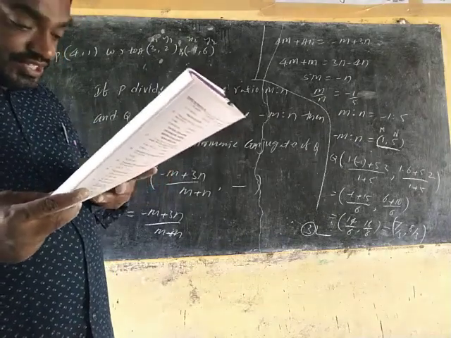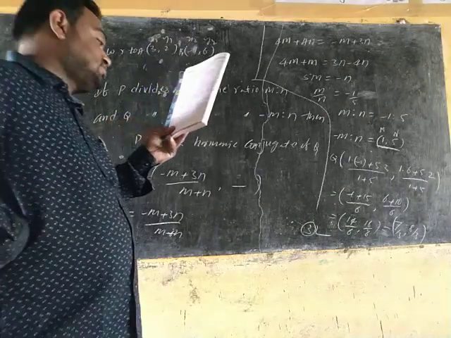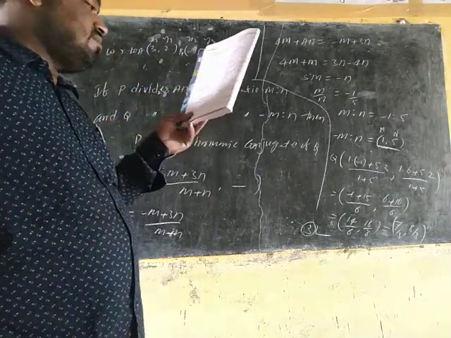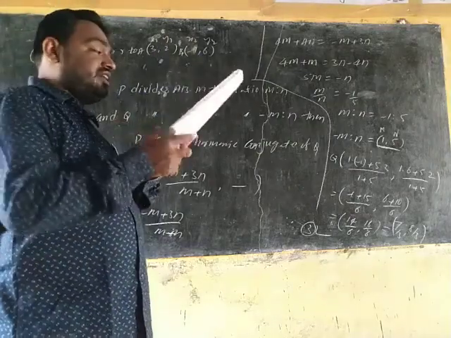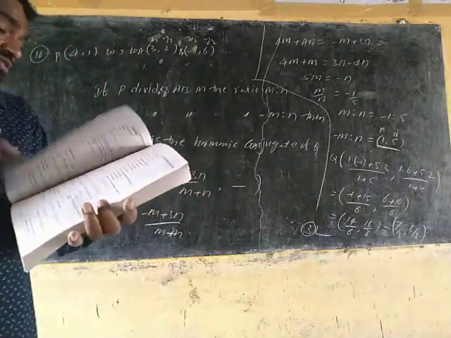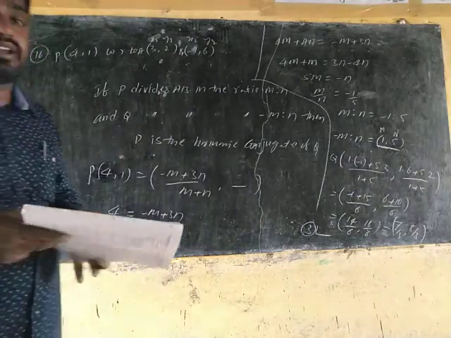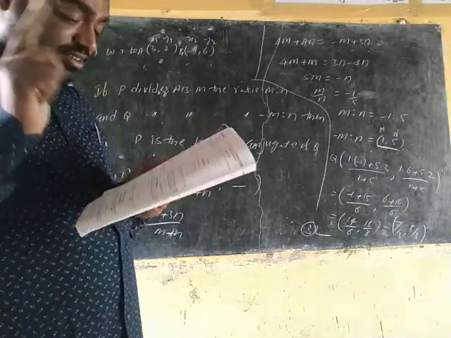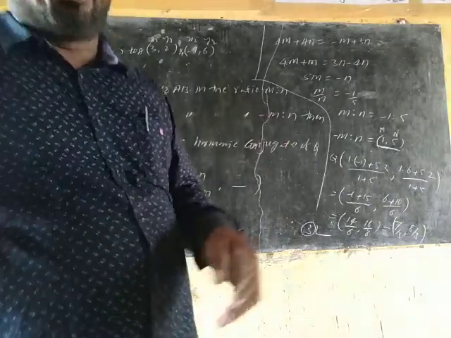That is the next question, 18th question. The harmonic conjugate of (4, minus 2) with respect to (2, minus 4) and (7, 1). So similar method of question 17. So 17th question you solve it. 17th right answer is 1. 17th right answer is 1. You try that question.